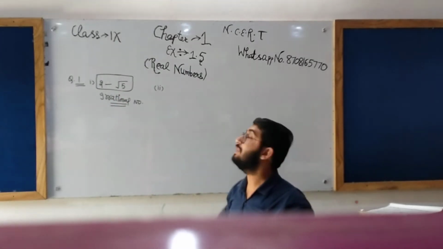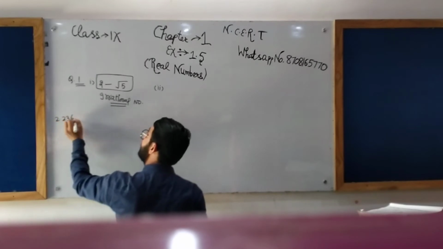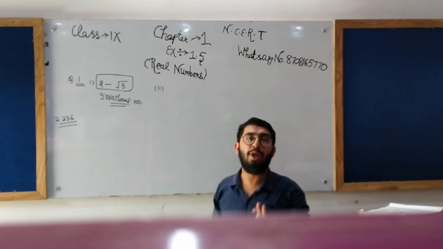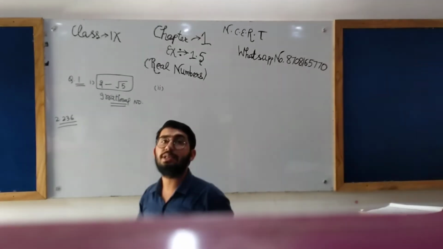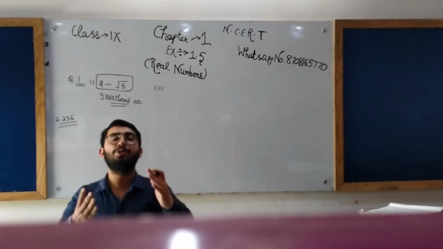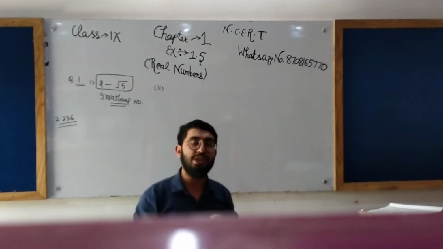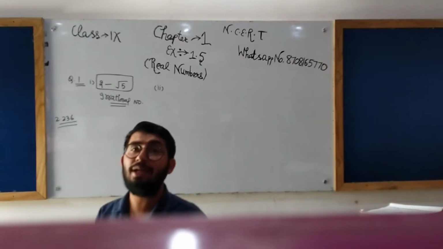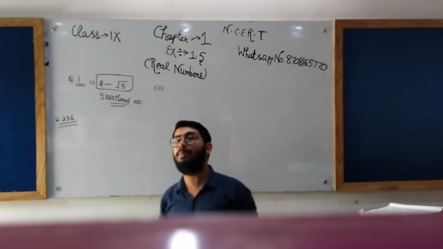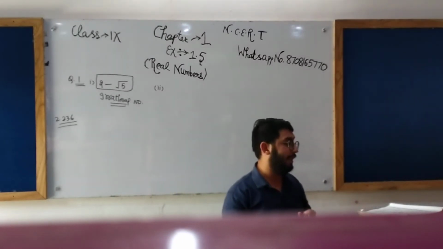Although in questions we use the value of root 5, which is 2.236, it is an approximate value. It is not the exact value. The numbers of which we don't have the exact value, we use approximate value, and those numbers are called irrational numbers. Now I am moving towards the second part.